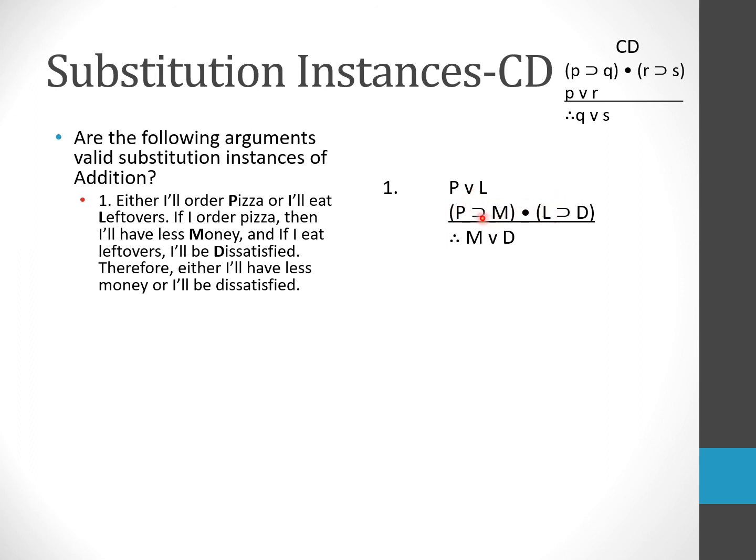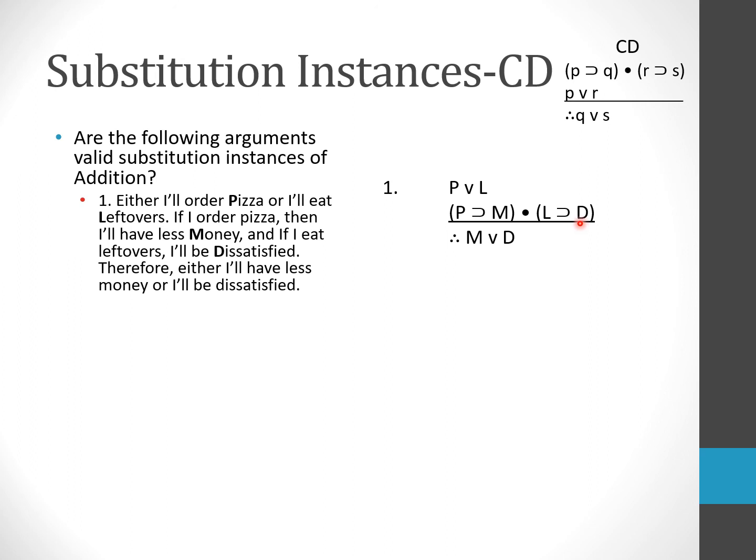So we have if P then M, well, P is one of our disjuncts, and then we have if L then D, and L is the other disjunct. So from that, we can infer the consequence, M or D. So I'll either order pizza or I'll eat leftovers. Well, if I order pizza, then I'll have less money. And if I eat leftovers, then I'll be dissatisfied.